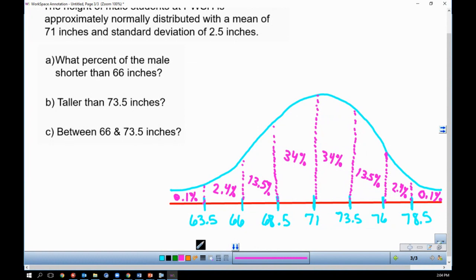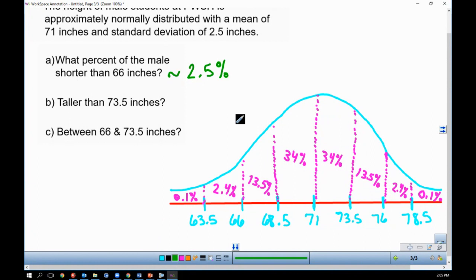Okay, so let's actually look at the questions now. What percent of the males are shorter than 66 inches? We just look here. Shorter than 66, you do 2.4 plus 0.1, and you'll get about 2.5%. Because remember, these are all approximations. They're close approximations, but they're still approximate.